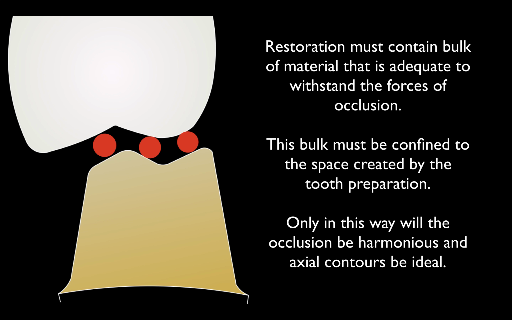Occlusal reduction of our preparations needs to have 3 planes, and these are indicated by the red dots. Our restorations must contain a bulk of material that is adequate to withstand the forces of occlusion, or you'll see the problem that I just reviewed on that single crown. And of course, this bulk is confined to the space created by the tooth preparation.